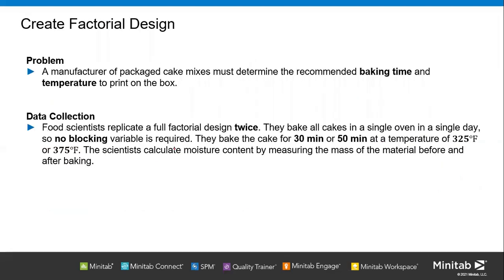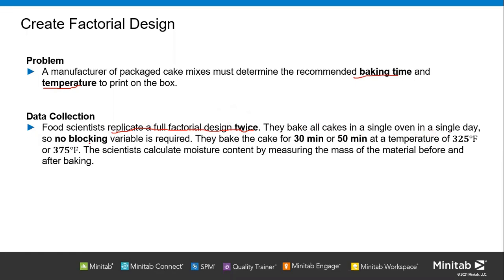Today we want to try creating a factorial design. We have a problem. A manufacturer of cake mix must determine the recommended baking time and temperature to print on the box. So now they have two factors: baking time and temperature. The food scientists replicate a full factorial design twice, so they use two replications. They bake all the cakes in a single oven on a single day, meaning no blocking.